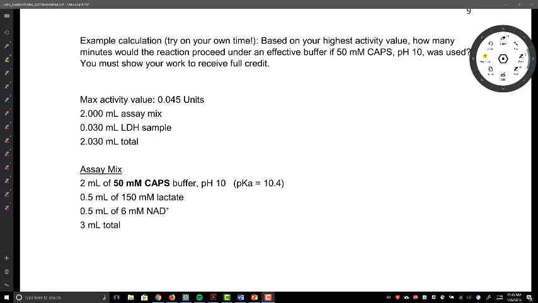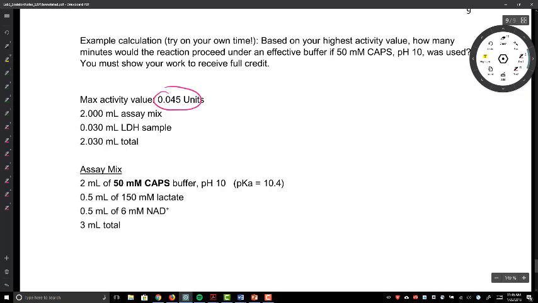So the question is, based on your highest activity value, which we determined from our previous problem in this handout was 0.045 units, how many minutes would the reaction proceed under an effective buffer if the buffer, 50 millimolar CAPS pH 10, was used? You must show your work to receive full credit. So we have that our maximum activity value is 0.045 units.